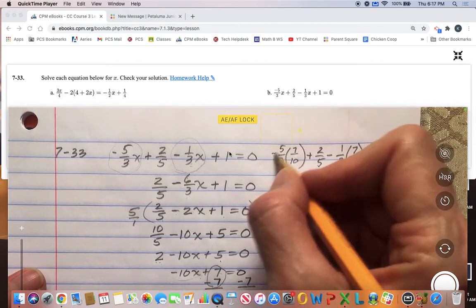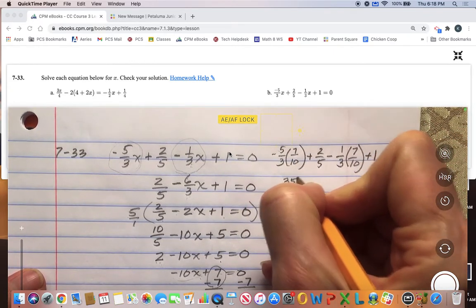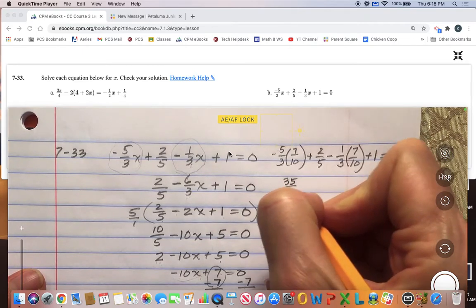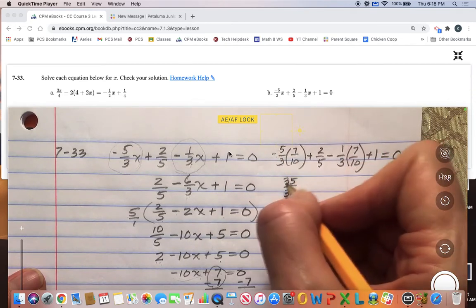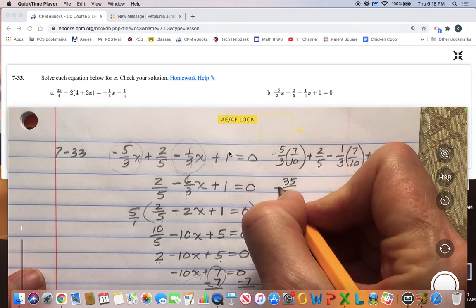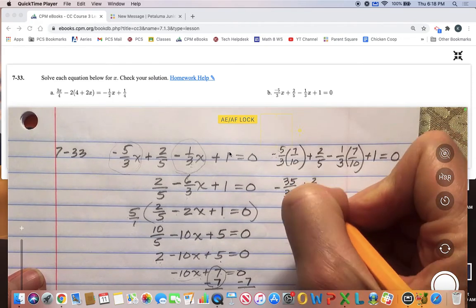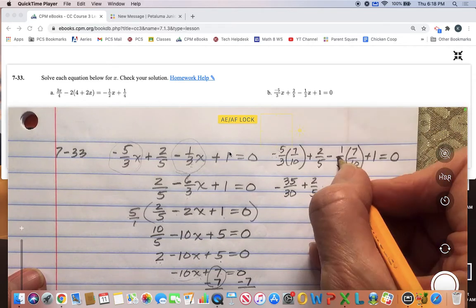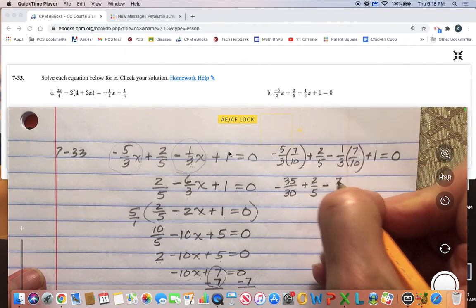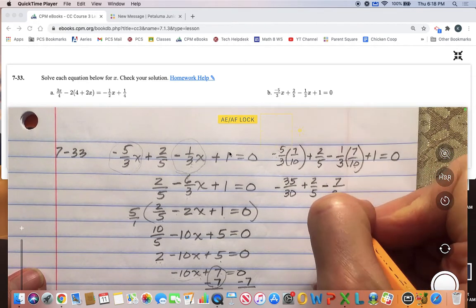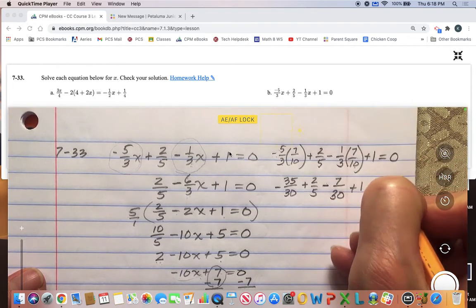Okay, so now let's multiply this stuff. 5 times 7 is 35. 3 times 10 is 30. And we have to remember there was a negative sign, so a negative times a positive is a negative. The whole thing is negative. And then we've got plus 2/5. And then we've got a negative times a positive, so this is going to be a negative. 1 times 7 is 7. 3 times 10 is 30. And then plus 1, and it's equal to 0.